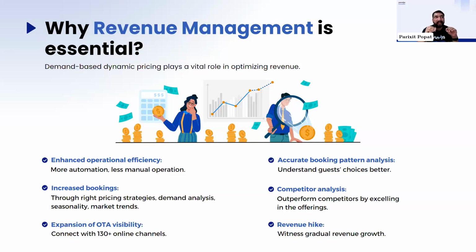By booking pattern analysis, I mean that we just discussed those 7 factors. If you are doing occupancy-based pricing, you have to see if that occupancy is falling in the month of December or in the month of July.